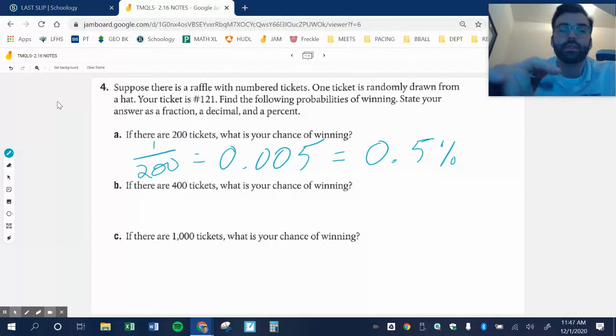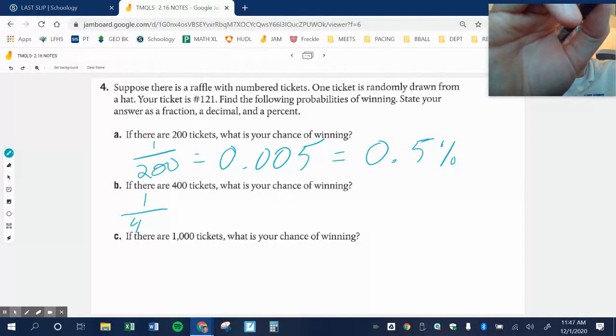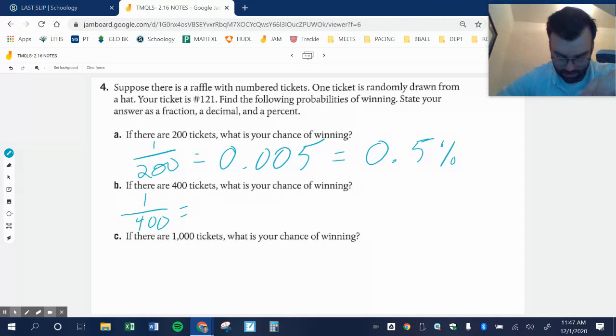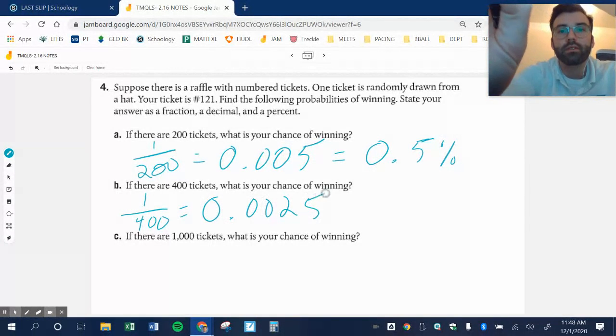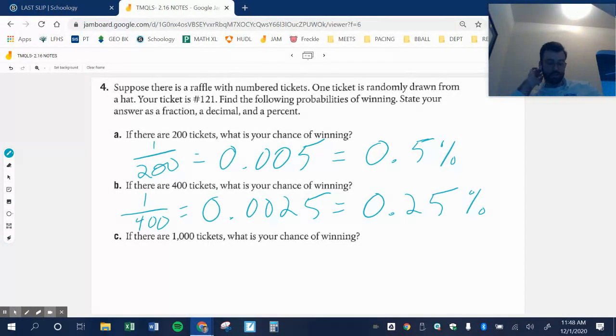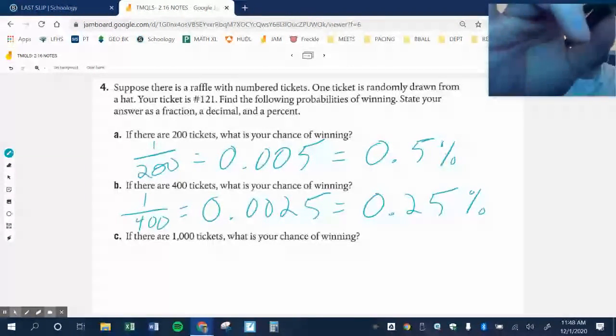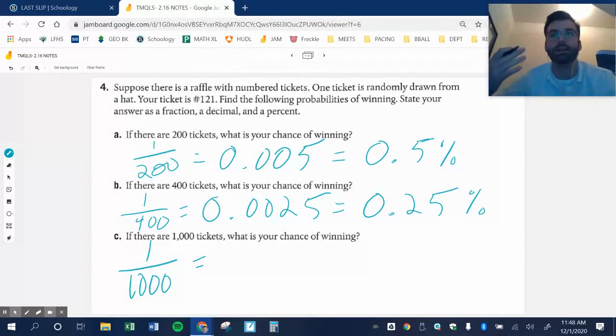That stinks. Guess what? If there's 400 tickets, my theoretical probability is 1 out of 400 tickets, so it's 0.0025, which is 0.25% chance of winning. That stinks. That really stinks. If there's 1,000 tickets, holy buckets, my chance is not going to be good. 1 out of 1,000, because I only have 1 ticket. My recommendation, buy more than 1 ticket. Obviously, you can see that right here.